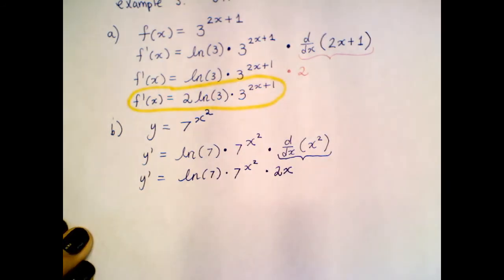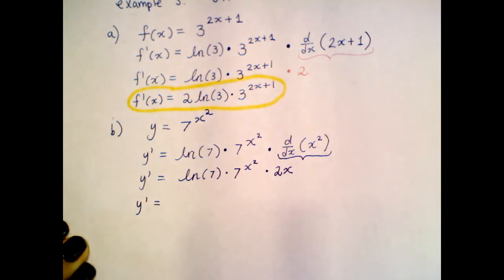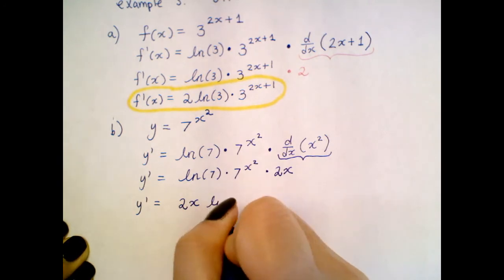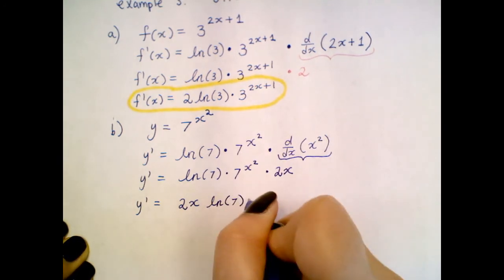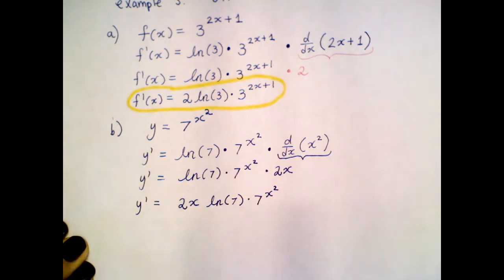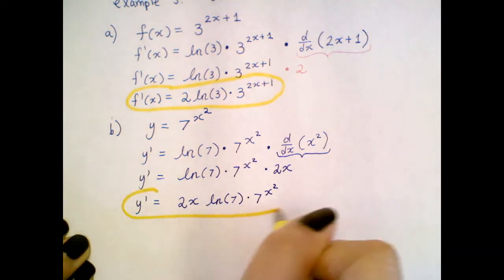So that's a good looking answer, but if you want to write it a little differently, how would you write this differently? I don't know, maybe I'll bring the 2x in front of it, natural log of 7, and then I'll write 7 raised to the x squared power last. But you know, they're both perfectly good-looking answers.